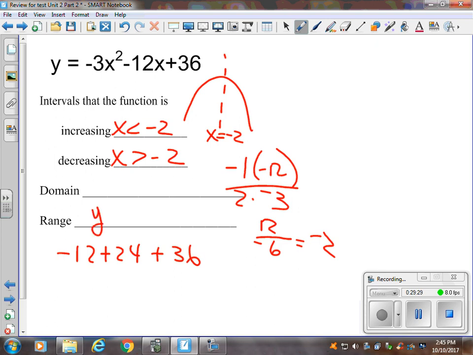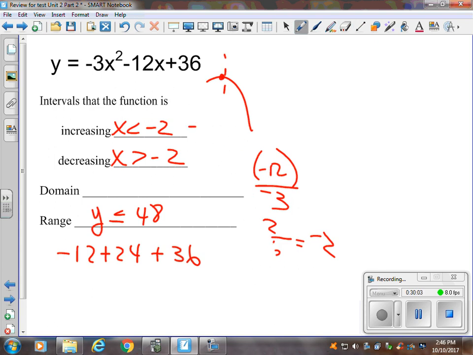Is it less than or equal to or greater than or equal to? Consider I'm doing a max. This is the top of my graph right here. Less than or equal to 48. So whether you hand calculate that 48 or you let the calculator do the value button for you, I don't care. But the key here is I want you to be able to give me this in interval notation. So let's talk about that real quick.